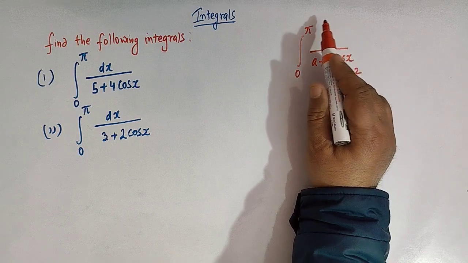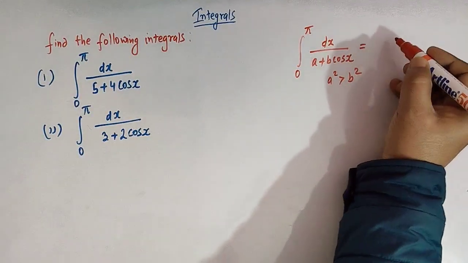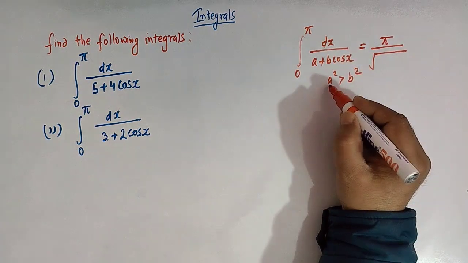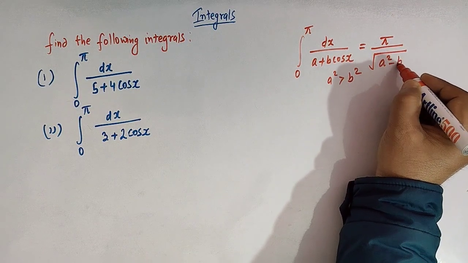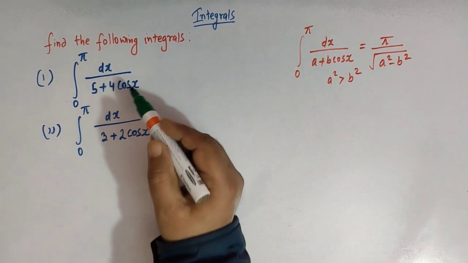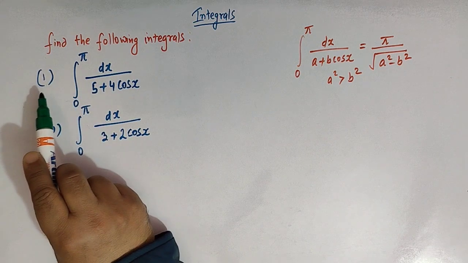Okay, so the direct value of this integral can be written as pi divided by the square root of the difference of a square and b square. So here we'll write a square minus b square. So now we can easily find out the values of these two integrals. Now we'll take the first one.